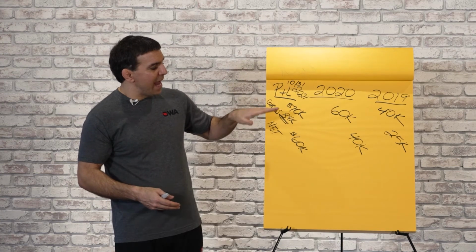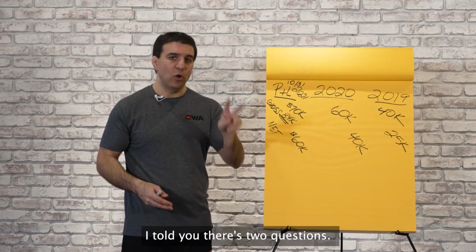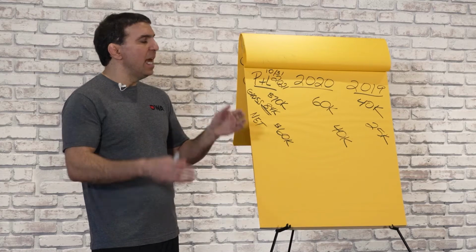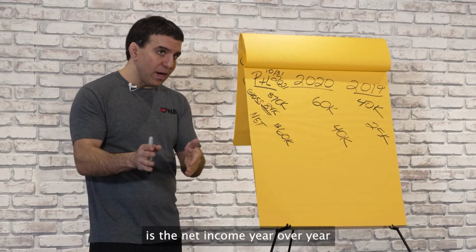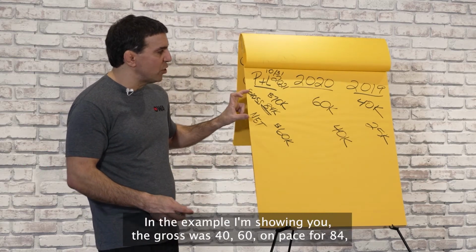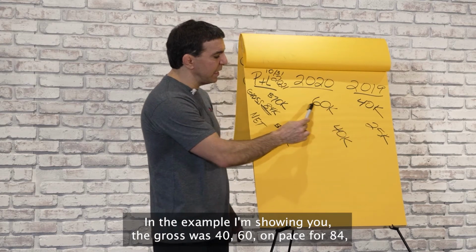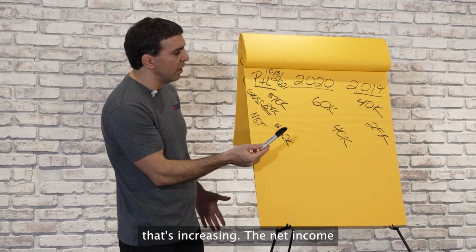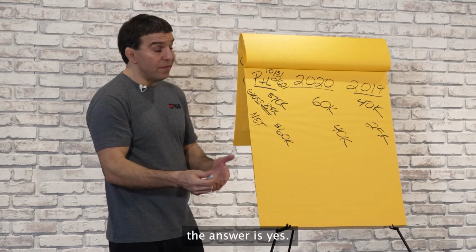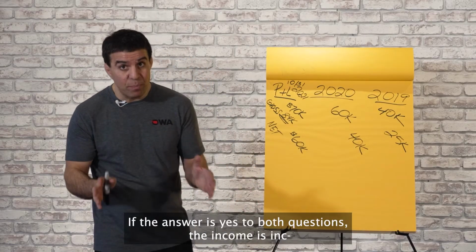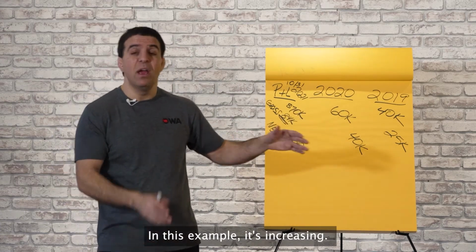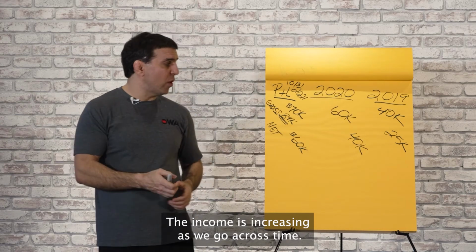But nonetheless, is the income year over year staying the same or increasing? The gross income. It's the same question for the net income. I told you there's two questions, gross and net. The question for the net is, is the net income year over year staying the same or increasing? That's for the net income. In the example I'm showing you, the gross was 40, 60, on pace for 84. That's increasing. The net income, 25 to 40, on pace to 60. The answer is yes. If the answer is yes to both questions, the income is staying the same or increasing. In this example, it's increasing. The income is increasing as we go across time.